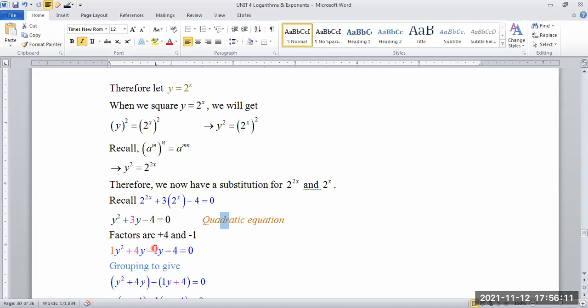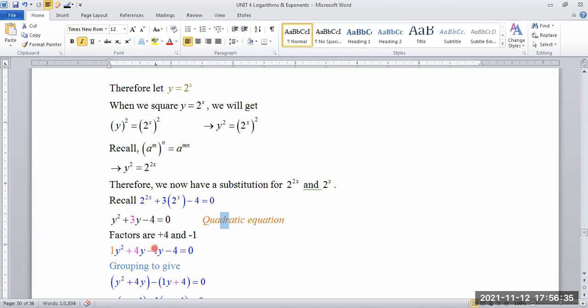Check. That's what I want. When I add my positive 4 to a negative 1, I get a positive 3. Check. Those are the two conditions that are met. So negative 1 and positive 4 are the factors that I'm interested in. Everybody see the factors? Yes, sir. Good job.